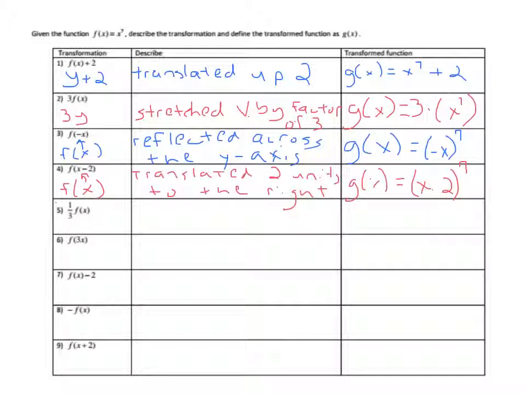For number 5, we have 1/3 f of x, which really means 1/3 of y. So every y value is going to shrink by a factor of 1/3. So I'm actually going to have a shrink, because the y values are getting smaller, shrink by a factor of 1/3 vertically.